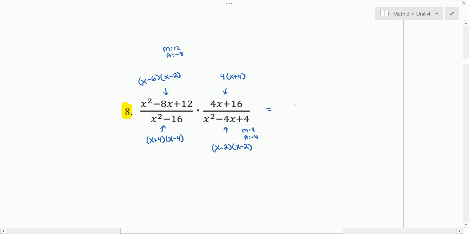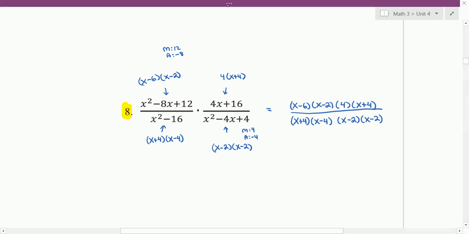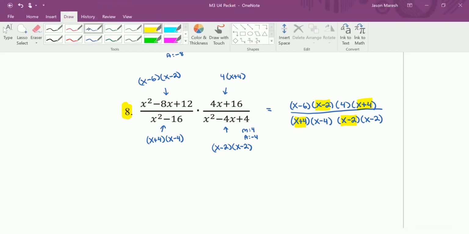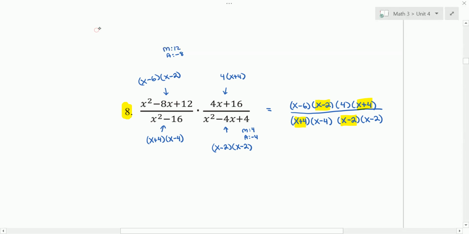So this becomes x minus 6 times x minus 2 times 4 times x plus 4 over x plus 4 times x minus 4 times x minus 2 times x minus 2. And when we're looking at what to divide, we could divide top and bottom by x minus 2 and an x plus 4. And after we do that, we end up with 4 times x minus 6 over x minus 4 times x minus 2. And that's as simplified as we can get this fraction.